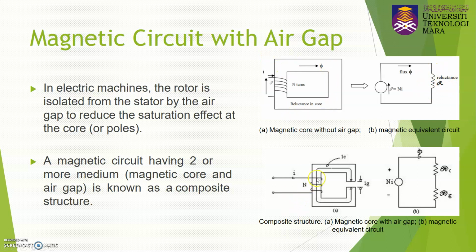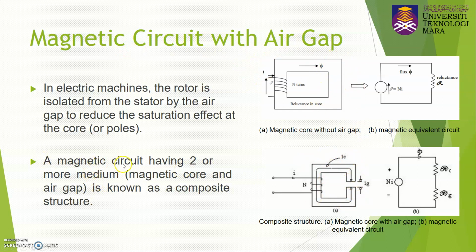Now consider a magnetic core with an air gap. Here you have a core with the reluctance RC, and then an air gap, which has its own reluctance. In an electric machine, the rotor is isolated from the stator by the air gap to reduce the saturation effect at the core or at the poles. That's why usually in an electric machine, you will be using the magnetic circuit with the air gap. You don't have this in your electric machine, but you have this.